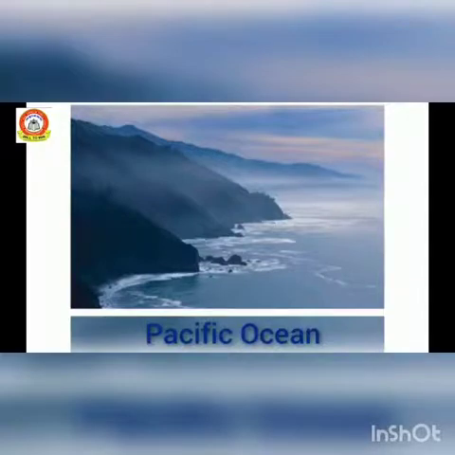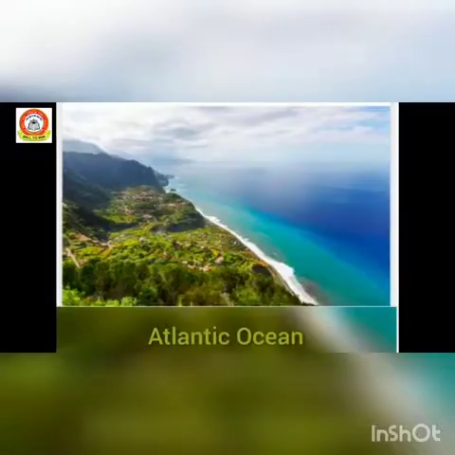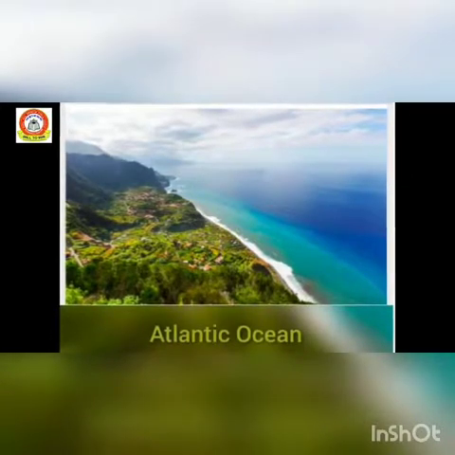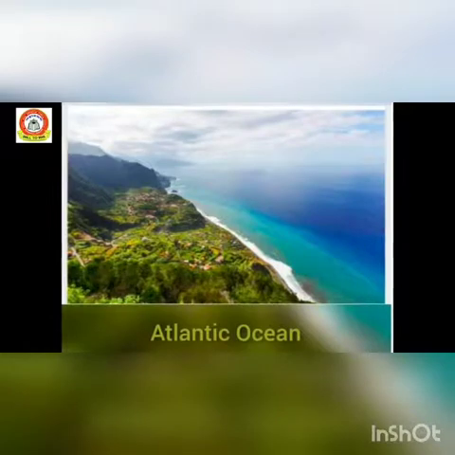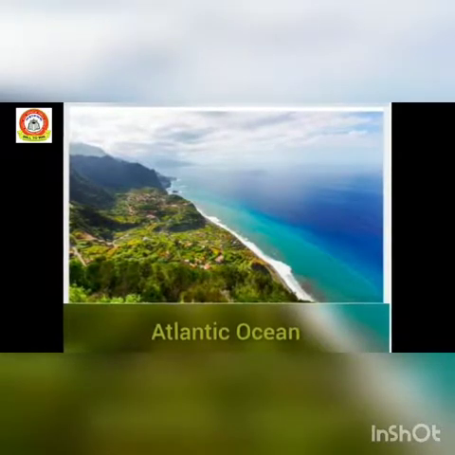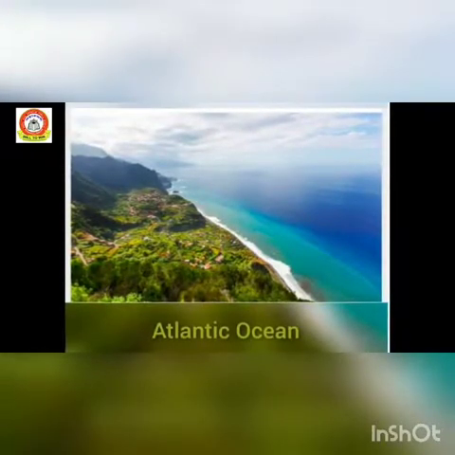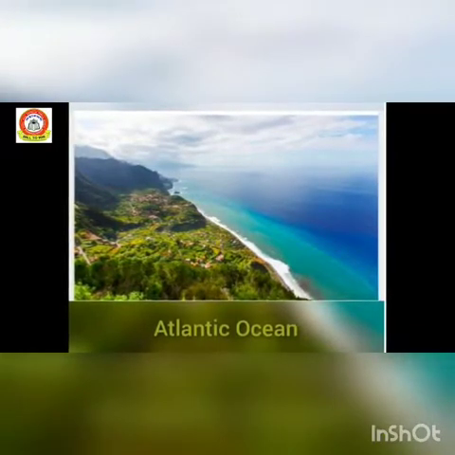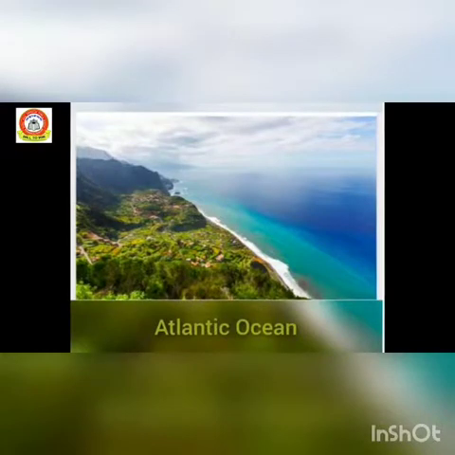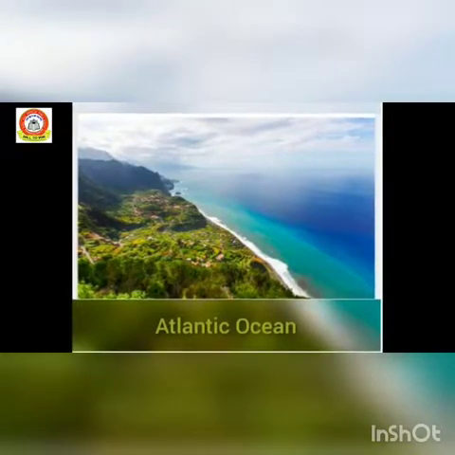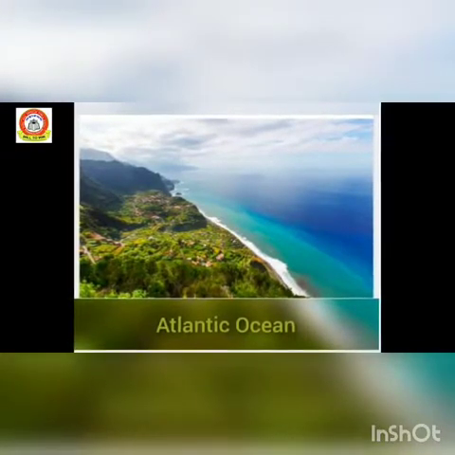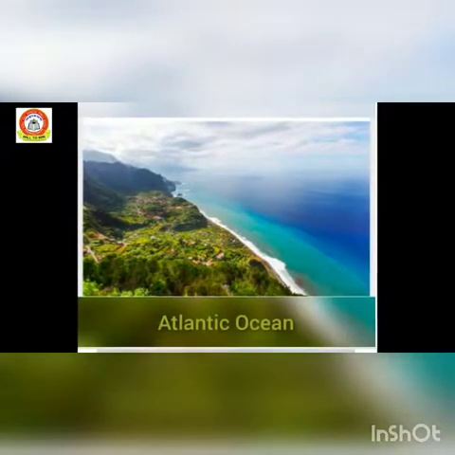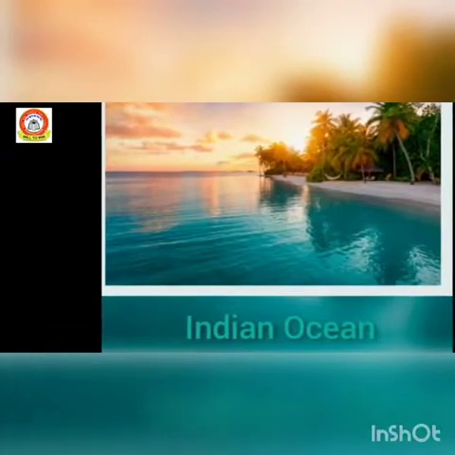Next, let's talk about Atlantic Ocean. The Atlantic Ocean is the world's second largest ocean and it covers about 20% of the Earth's surface. It separates Europe and Africa from North America and South America. There is an underwater mountain range on its ocean floor known as the Mid-Atlantic Ridge. Although this ridge is mostly underwater, a portion of it is elevated enough to extend above sea level.